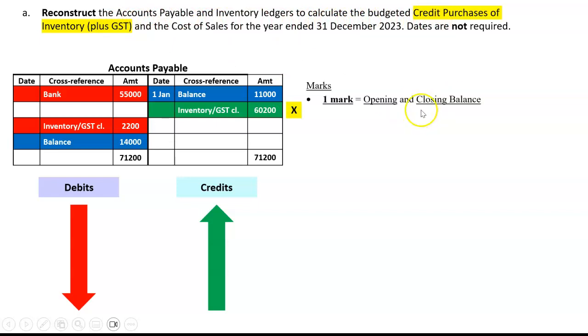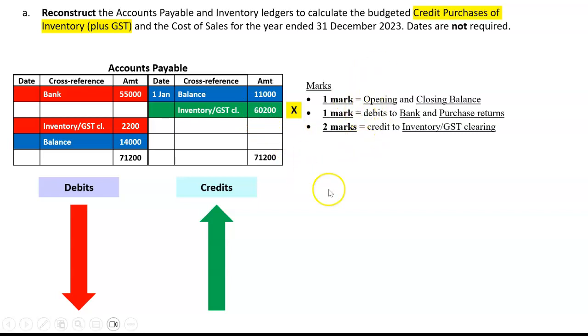So the marks, how did I award the marks there? I gave 1 mark for the opening and closing balance in blue. I gave 1 mark for the debit to bank and purchase return, so they had to be done together to get a mark. And then I awarded 2 marks for getting our X number. But just remember, if you just get this number right and put it in the box, you get 4 out of 4 in this case. But this marking scheme is just if you do have a problem with this and don't get it right, you can still get marks for other things.